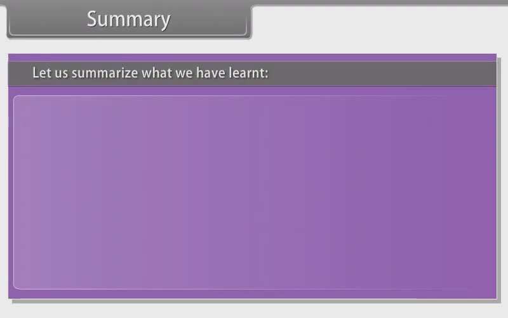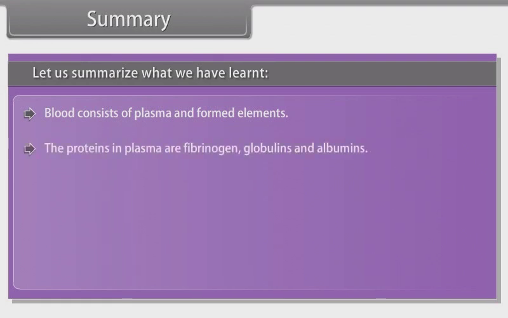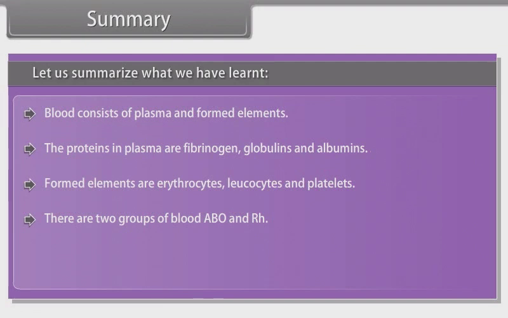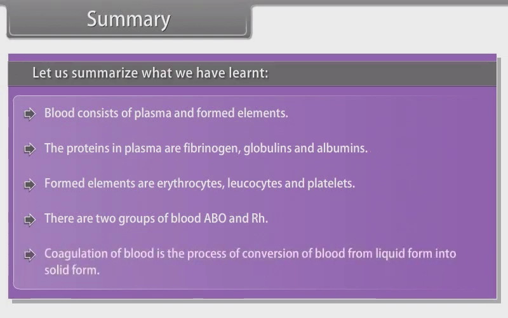Summary. Let us summarize what we have learned. Blood consists of plasma and formed elements. The proteins in plasma are fibrinogen, globulins and albumins. Formed elements are erythrocytes, leukocytes and platelets. There are two groups of blood, ABO and Rh. Coagulation of blood is the process of conversion of blood from liquid form into solid form.